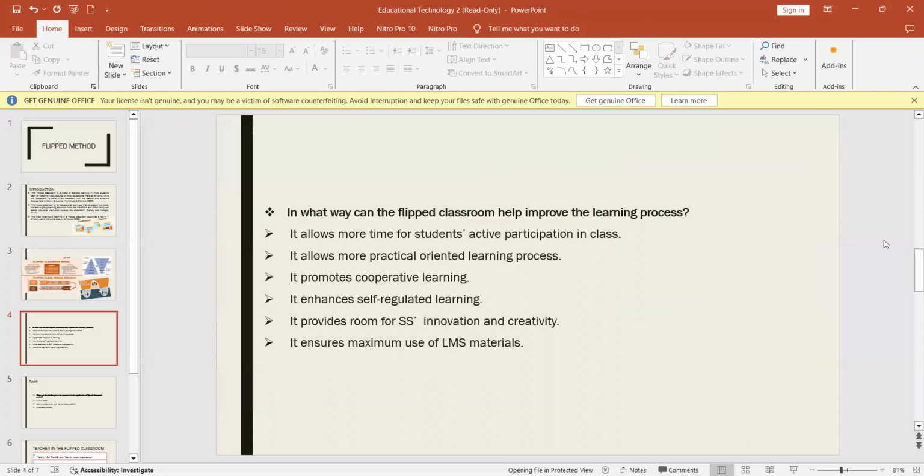Now look at this. In what way can the flipped classroom help improve the learning process? It allows more time for students' active participation in class.